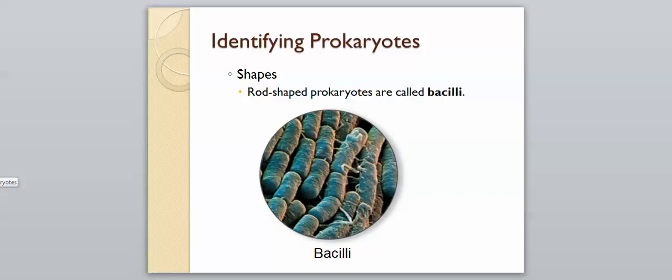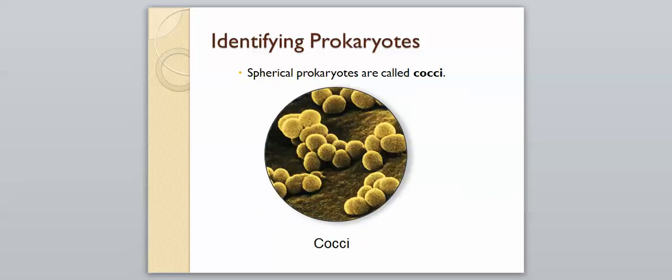Then the next one, spherical prokaryotes, are called cocci. An easier way to remember spherical is that it's just a fancy way to say circular. It's just like a 3-dimensional circle. So circle or cocci, they both begin with a C. So that's our second shape.